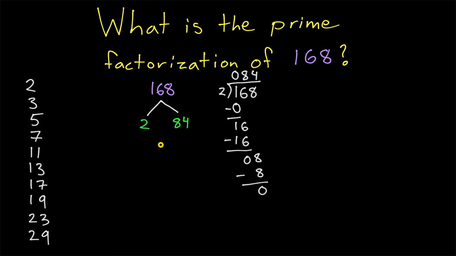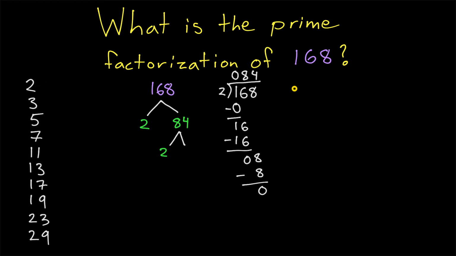Now, are we done here? Is this our prime factorization? Well, no, because 84 can be once again factorized, because 84 is also an even number, and any even number is divisible by 2. So we know that we can divide this 84 by 2 and something else. So what are we going to get? What times 2 gives us 84? Alternatively, 84 divided by 2 is equal to what?